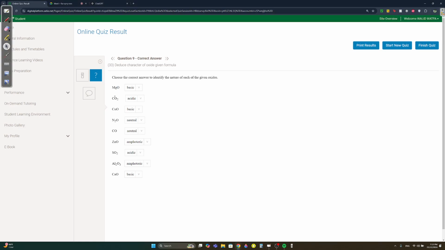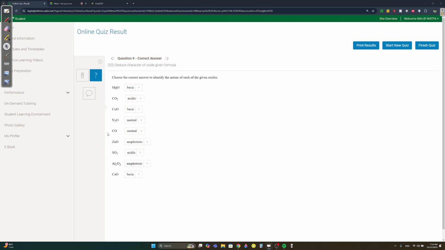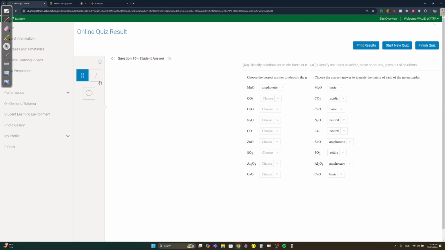MgO, metal oxide, basic. CO2 acidic. Copper oxide basic. N2O is neutral, as well as NO, right? CO is neutral, but CO2 is acidic. Don't confuse them. ZnO is amphoteric, SO2 is acidic, because it's non-metal, Al2O3 amphoteric, CaO basic. Memorize these all: SO2, SO3, CO2, P4O10, ZnO, PbO, Al2O3.